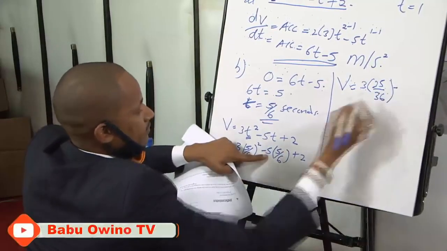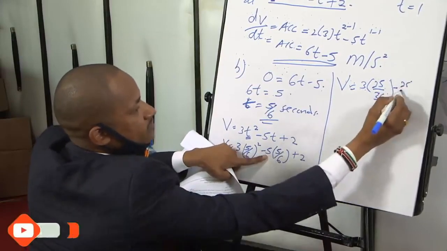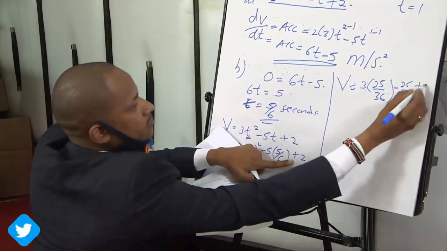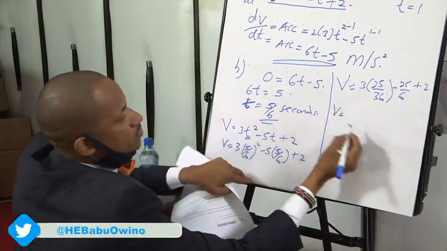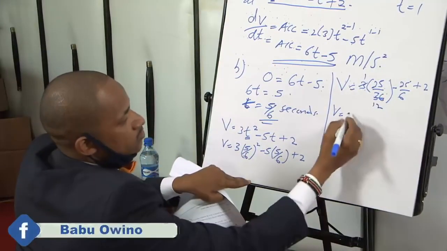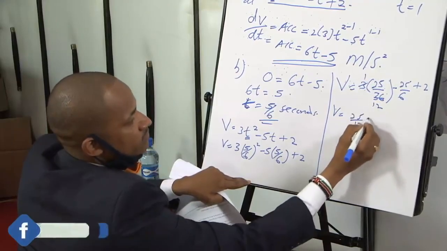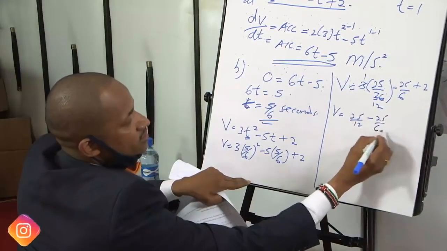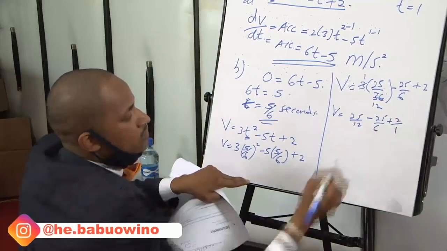Minus 5 times 5 is 25 over 6 plus 2. So velocity is equal to, 3 goes here once, 3 goes here 12 times. So we have 25 over 12 minus 25 over 6 plus 2 over 1.